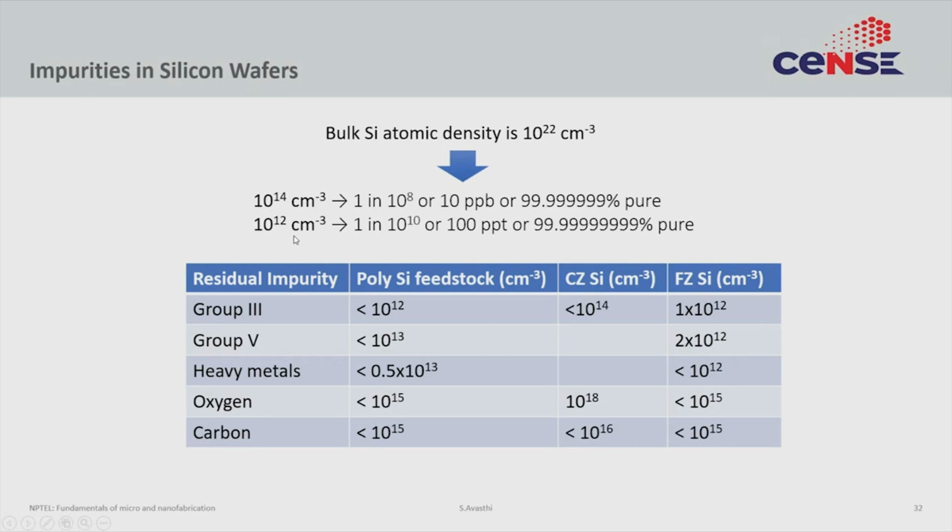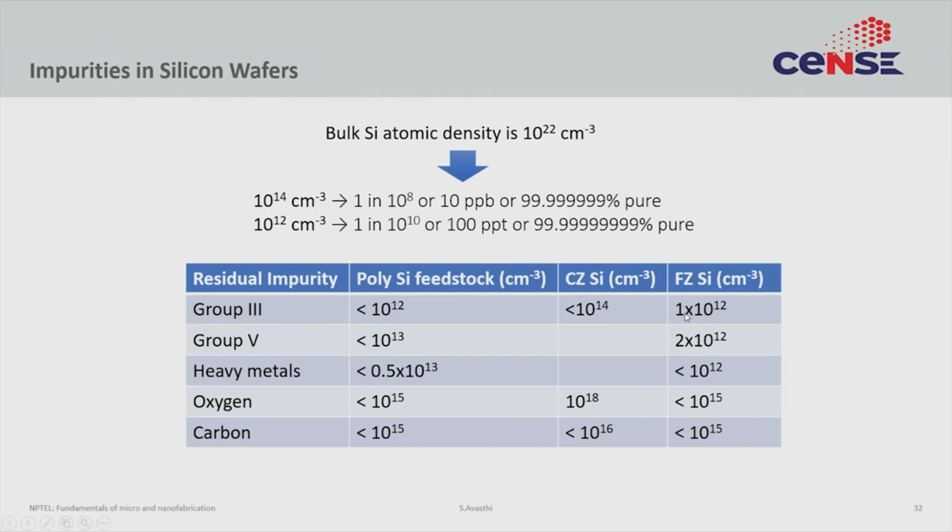Through this process of crystal growth, through the three techniques that we mentioned, which is CZ silicon, float zone silicon, and the vertical gradient method, you can actually get silicon that is 10^14 to 10^12 pure. Okay. So group 3 impurities are less than 10^14 or less than 10^12. Heavy metals are often less than 10^12. Oxygen is a little higher. Remember, the distribution coefficient of oxygen was more than 1. This is the reason. And carbon is less than 10^15.